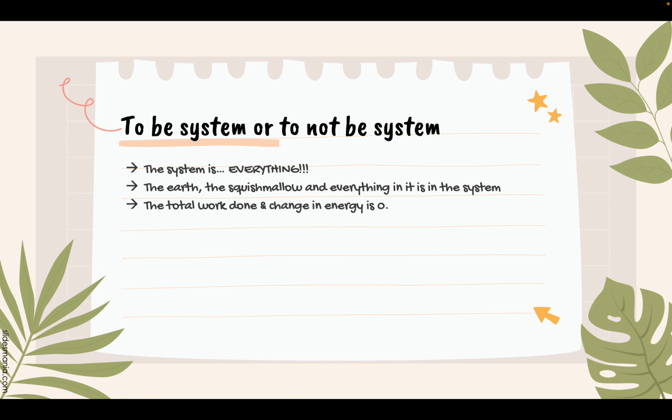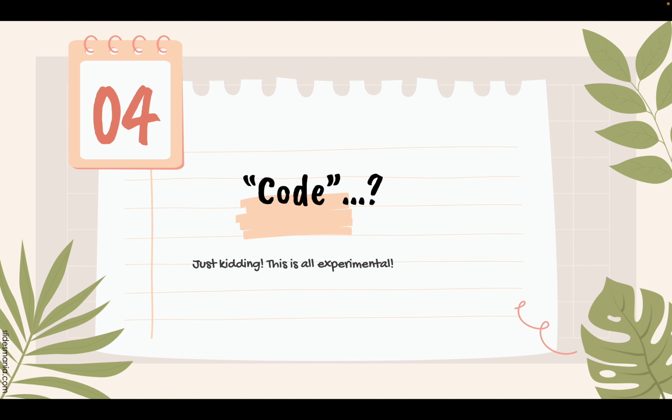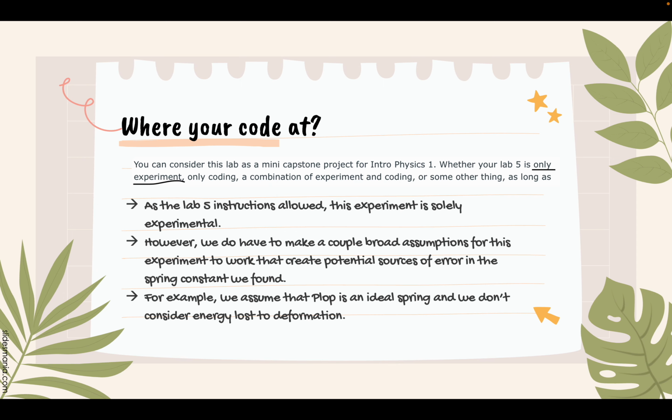So for the system, we include pretty much everything in the system, including the Earth, the spring, and the Squishmallow. By doing this, we say that the total work and the change in energy is 0. For this, we used just an experimental lab, as the instructions said we were allowed to do, and did not make any code because there were a lot of assumptions we had to make that would have been very difficult to include in coding. Some of the assumptions we made are that the Squishmallow is an ideal spring, and that we don't consider energy loss to deformation or thermal energy or anything like that, because those aren't things we necessarily could measure in this scenario.